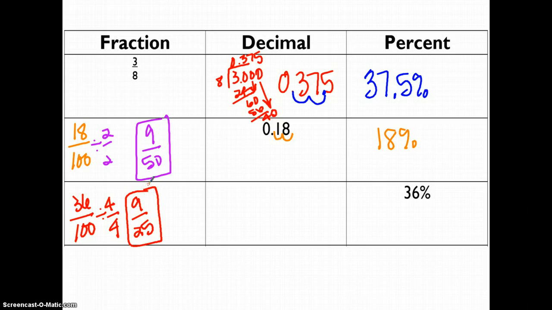And now I want to find the decimal. And the easiest way, I think, to find the decimal is to take the percent and change it into a decimal. And I do that by swooping away from the decimal point 2 times. And I get 0.36 as my decimal.